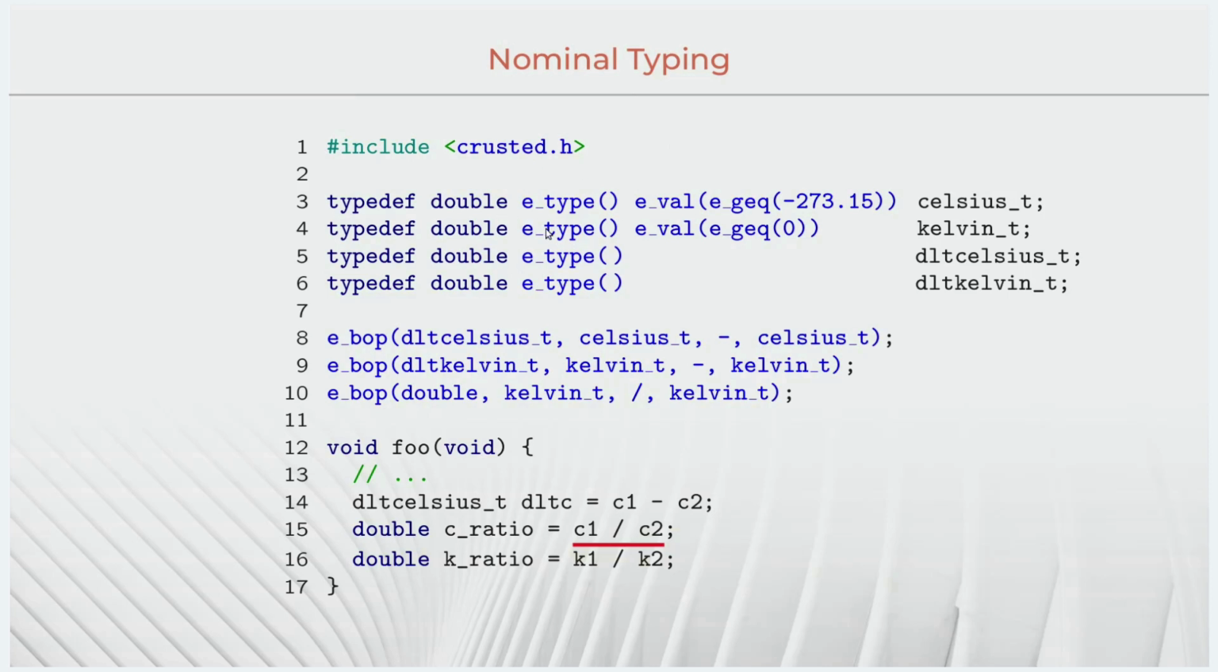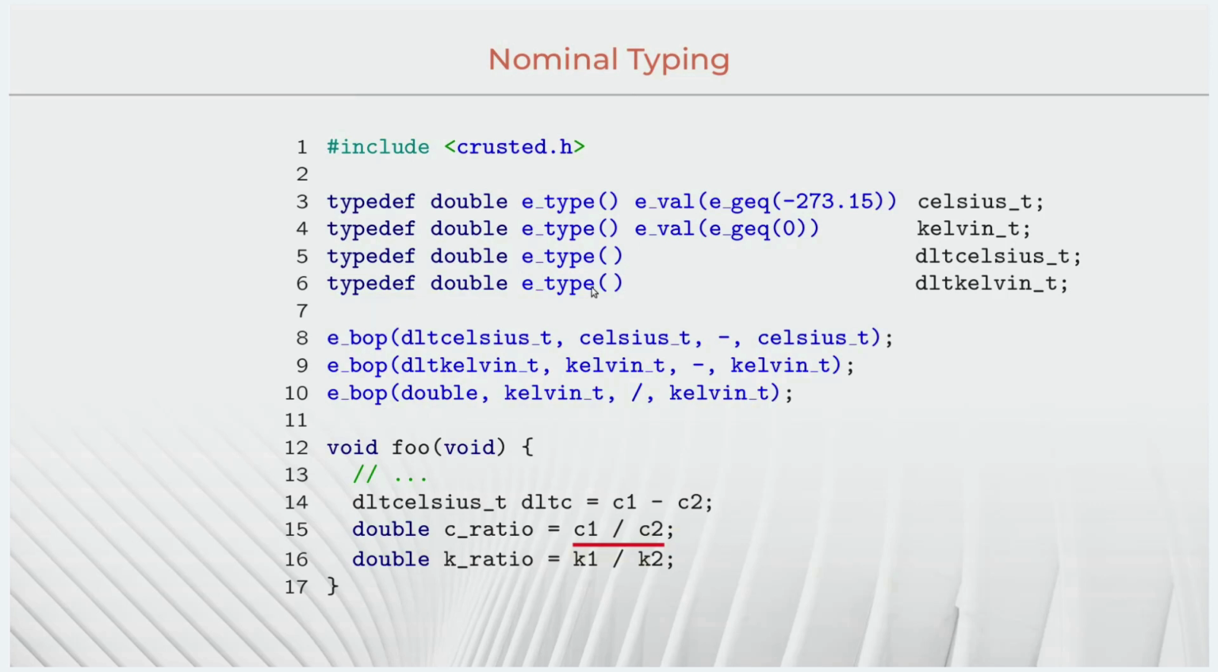They are a nominal type, so the usual operations on double are not allowed unless they are explicitly enabled. Similarly, we have a Kelvin T type, which is a nominal type represented as a double, and we have a type for delta Celsius and delta Kelvin.